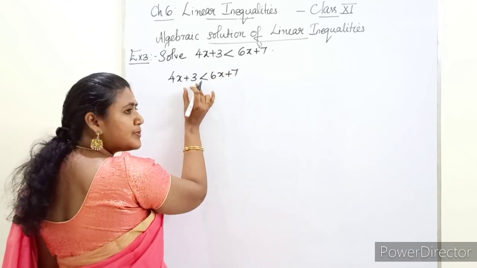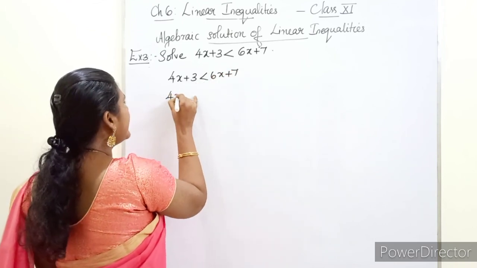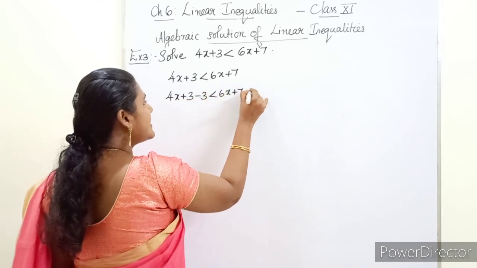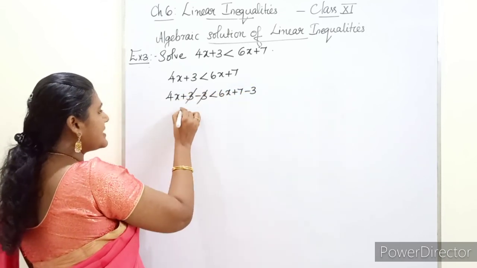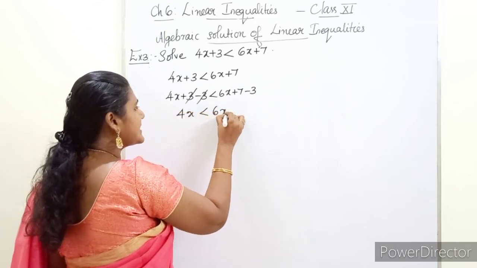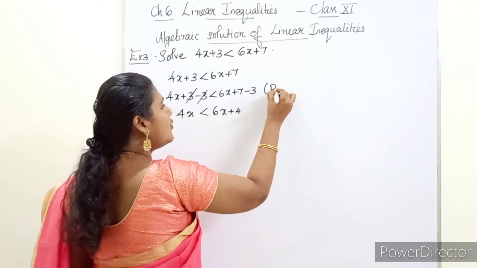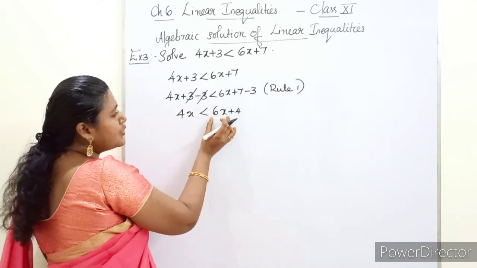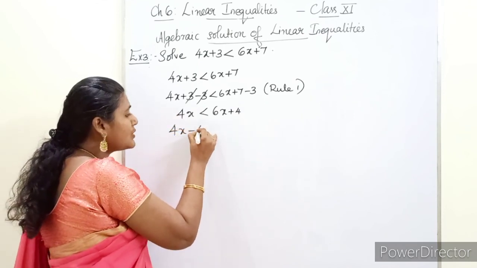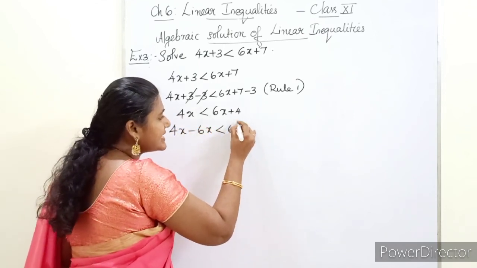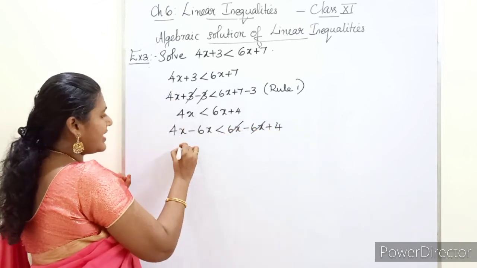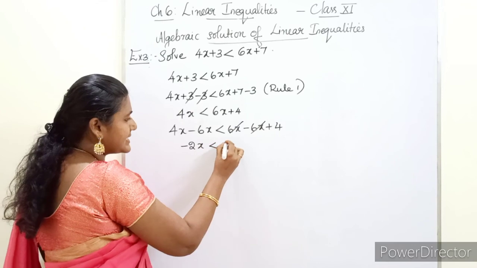First we have to remove this 3, that is, subtracting 3 on both sides of the inequality. So 6x plus 7 minus 3. So this plus 3 minus 3 will get cancelled and you will get 4x is less than 6x plus 4. This is as per rule 1. Now again we have to bring this 6x to the left side, that is minus 6x on both sides, so that this 6x on the right side will get cancelled. Okay, so we can simplify this. So minus 2x is less than 4.